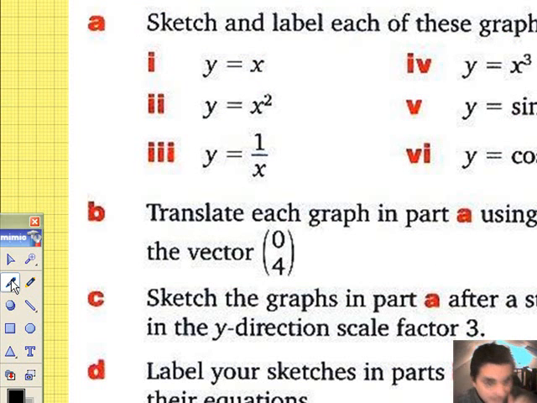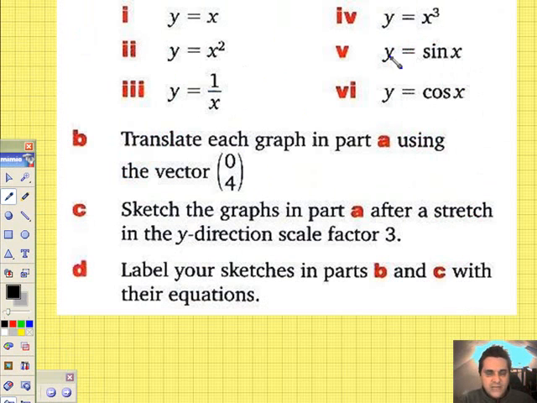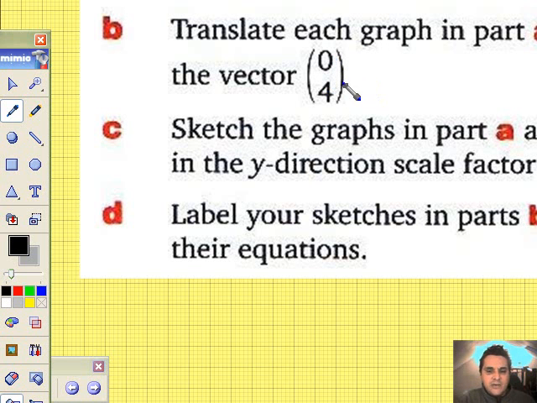This is question 1. It says, sketch and label each of these graphs, so y equals x squared, y equals 1 over x, y equals x cubed, y equals sine x, and y equals cos x. So 6 little sketches. I've got 6 pages to show you. Now for each of these 6 sketches, it says I've got to translate each graph using the vector 0, 4. So remember, essentially that means raising each graph 4 units upwards.